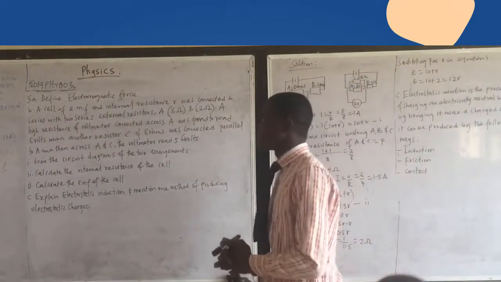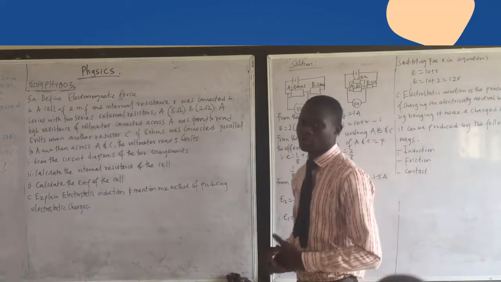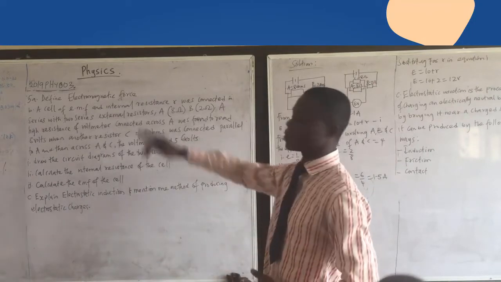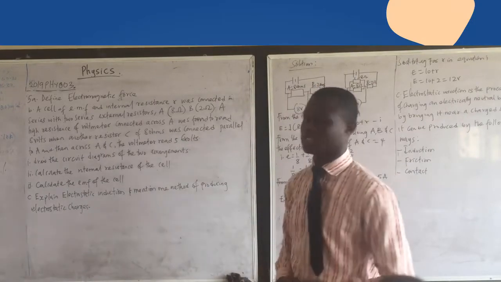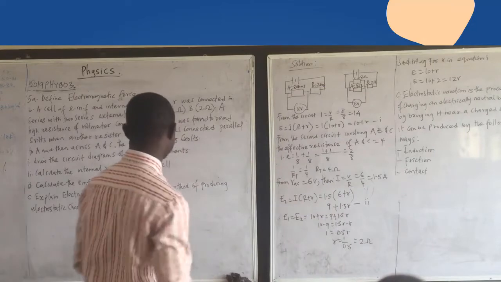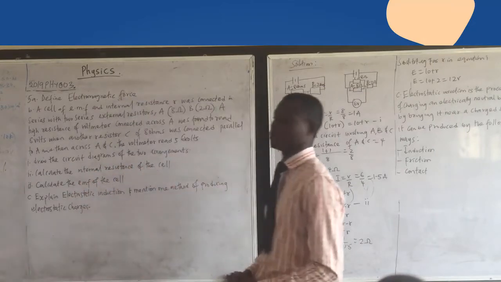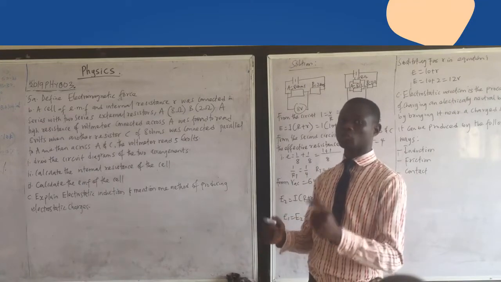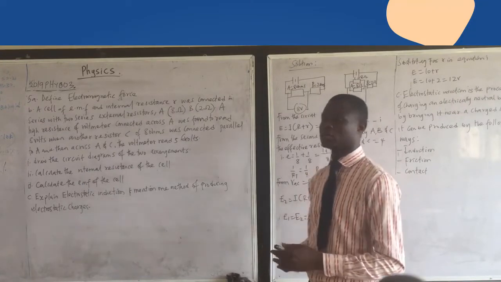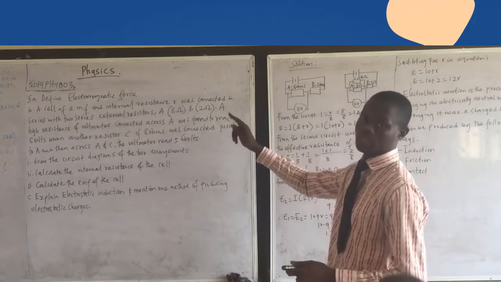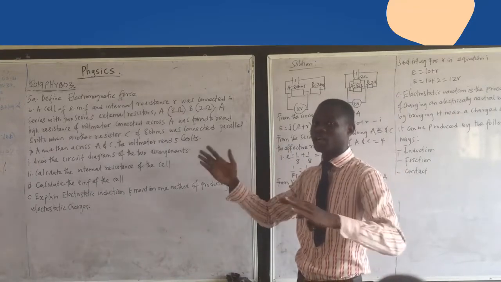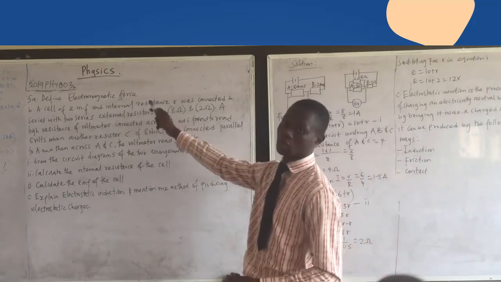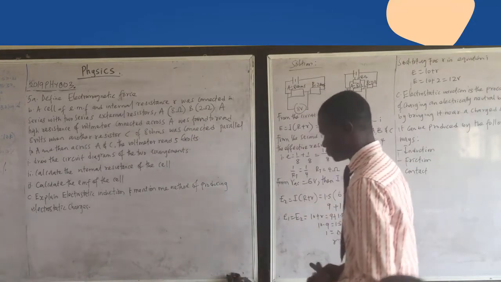So hello guys. Let's go to our next topic, which is electricity and magnetism. The first question, define EMF. So how do we define EMF? The EMF of a cell is the potential difference between the terminals of the cell when it is in an open circuit, when it is not delivering any current to an external circuit. That is what we call EMF.